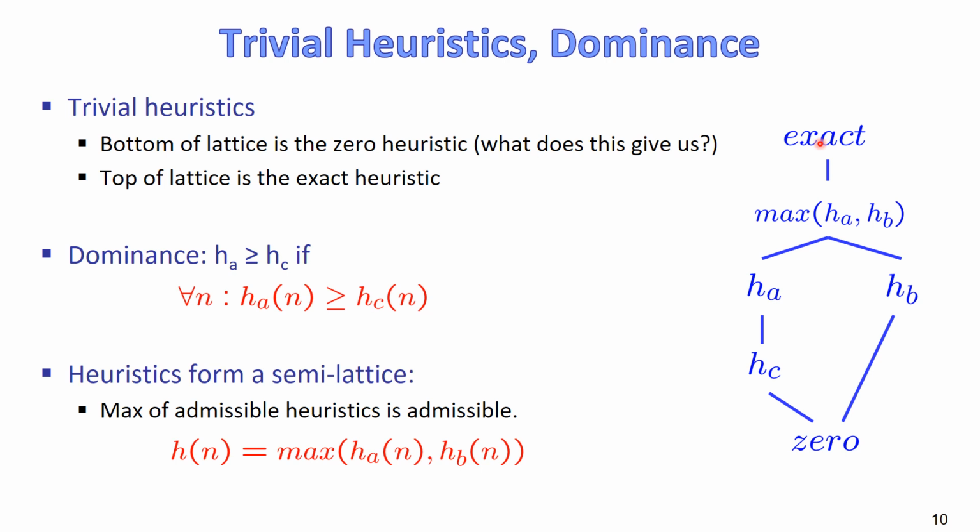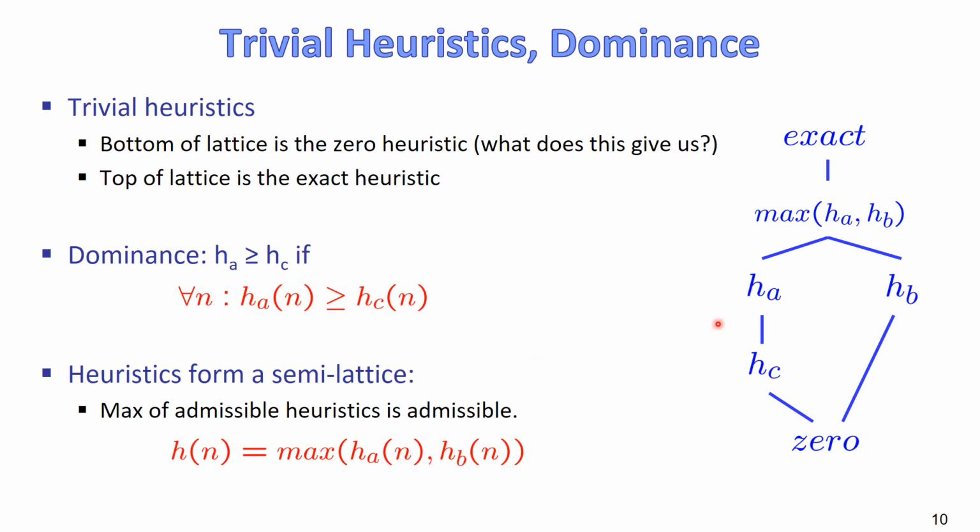Now, in between, there are many heuristics. Some of them are better than others in terms of being closer to the actual cost. So here we define dominance. A heuristic dominates another heuristic if the estimated value of the first heuristic is always, for every state, greater than or equal to the estimated value for that state using the other heuristic. So dominates here means it's always higher, which means that it is closer to the actual cost. Of course, here everything is admissible, so we are still below the actual cost, but closer to it.